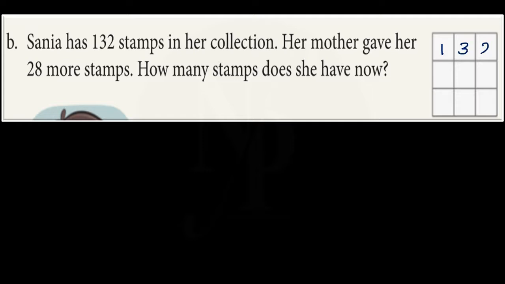So we write 132 plus 28. 28 is a 2-digit number, so we should write 2 in tens place, remember, and 8 in ones place. Now we will add 2 plus 8 is 10. 10 ones are regrouped as 1 ten and 0 ones. So we write 0 in ones column. 1 ten is carried forward to tens column.